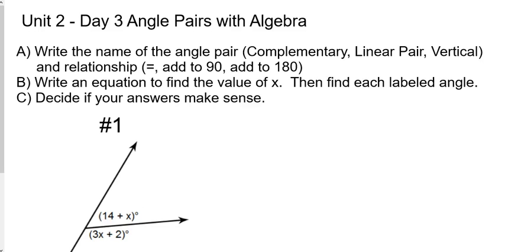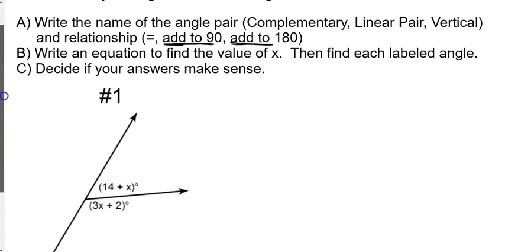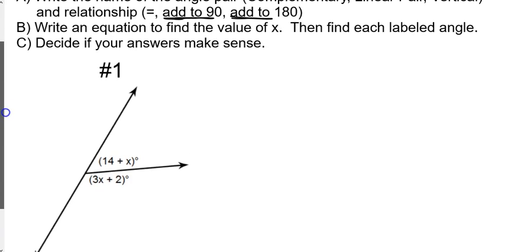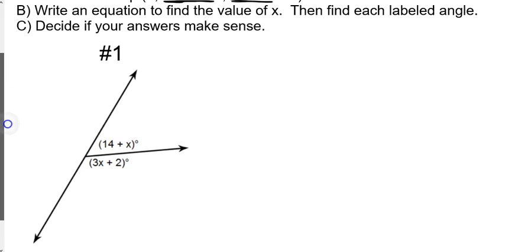All right. This is just a continuation, actually, of day 2. Same concept, just a little bit more practice, a little bit more in depth. Okay, so we're going to write the name of the angle pair: complementary, linear pair, vertical, and the relationship. Are they equal? Do they add to 90 or add to 180? This is very key. You must say add to. You can't just say 90 and 180. Then you're going to write the equation, define x, then find each angle. Okay? And decide if they make sense.